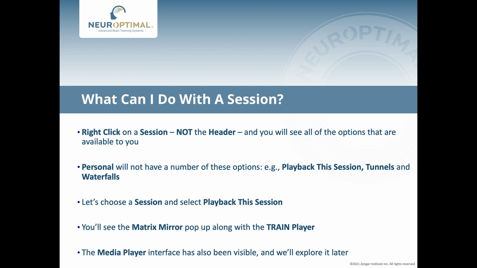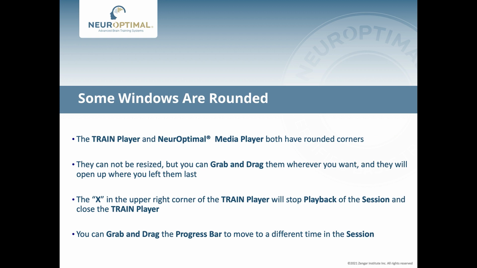So you probably noticed that some windows are rounded. The train player and the media player have rounded corners. It just means they can't be resized. You saw Sam in her video grabbing the corner of the vault and making it bigger and smaller. The train player and the media player, they don't resize. They're just the perfect size, and there's no reason to need to do it. When you're in the middle of playing something back, you can grab that progress bar and go back and forth through it.